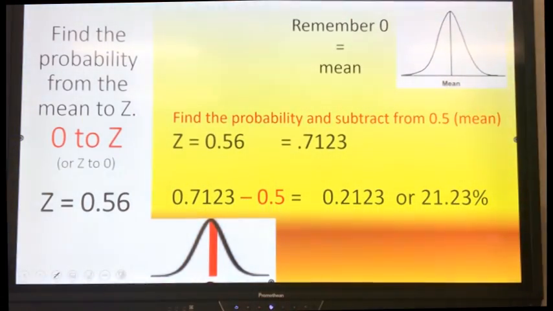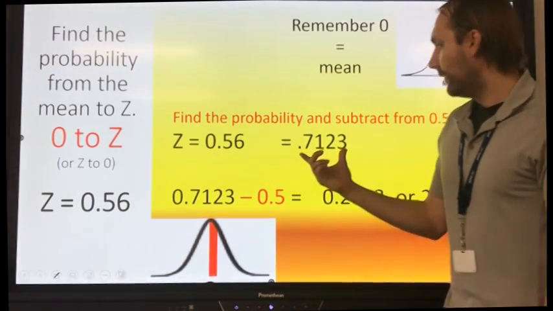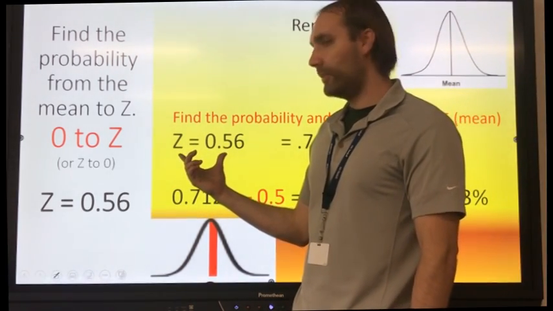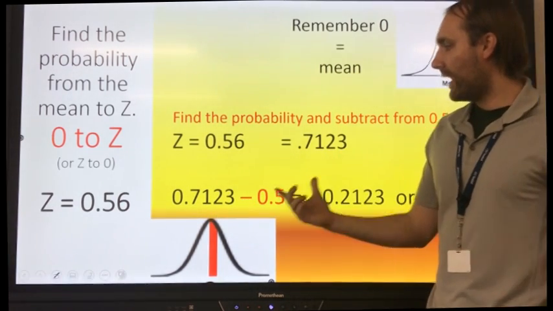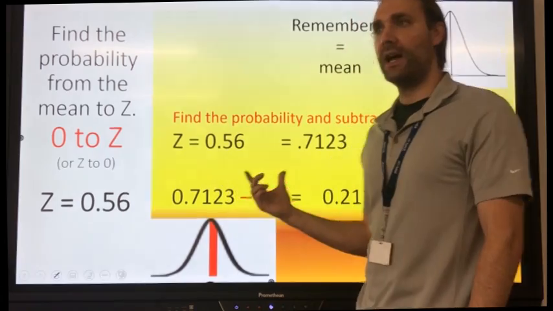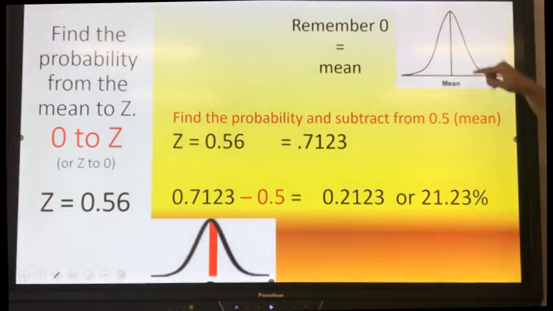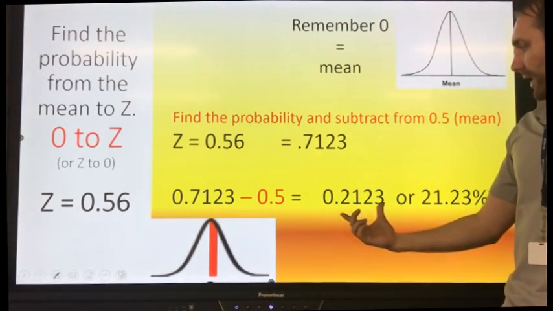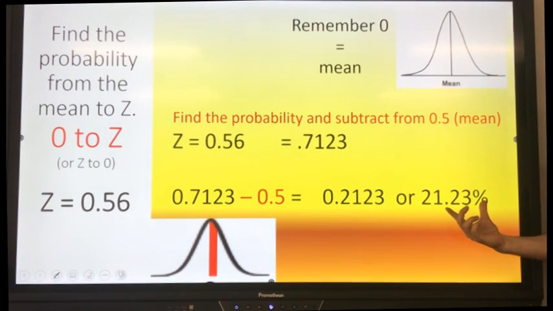Next, let's find the probability from the mean to your z-score. So what you need to do is first find your z percentage. So looking at z equals 0.56, I get a probability of 71.23. And then subtract that from, well, where does the mean lie on the probability chart? It lies in between, right? About half. So you're going to take this number and subtract it from 0.5. And I get 0.2123, roughly 21.23%.